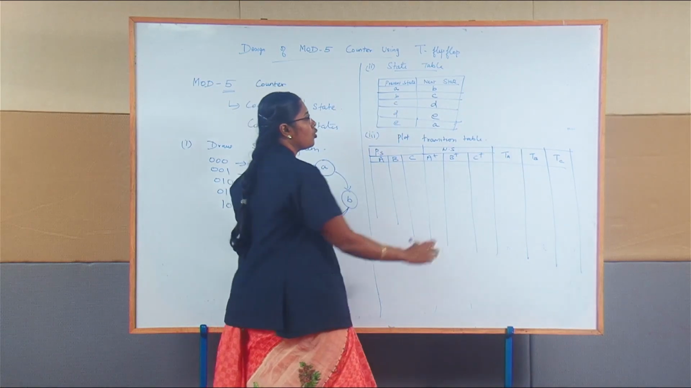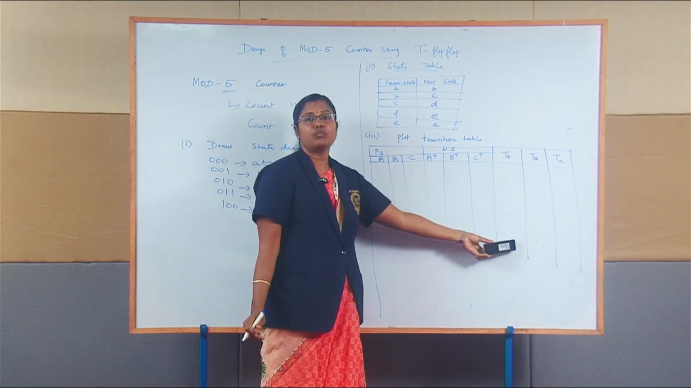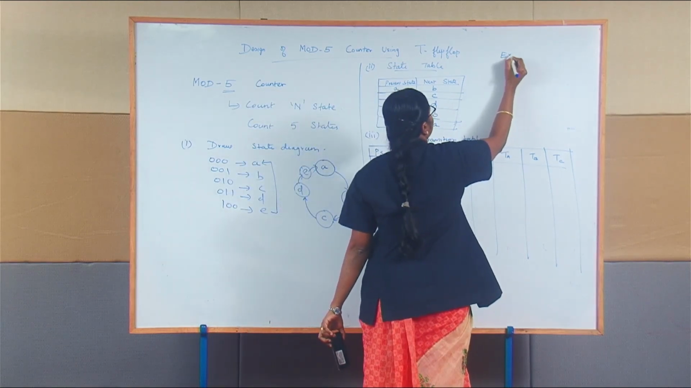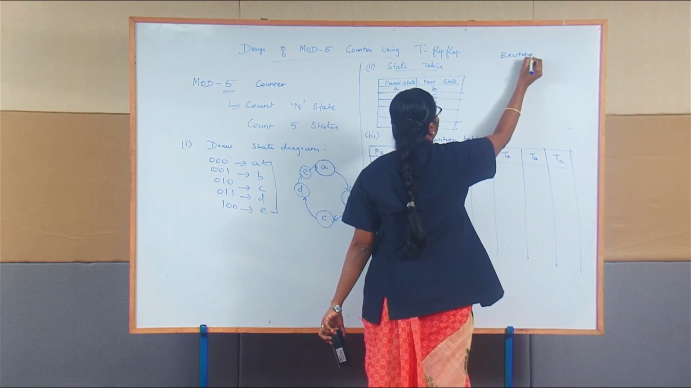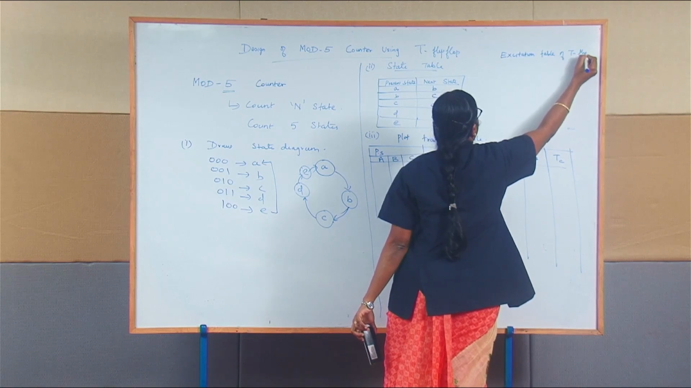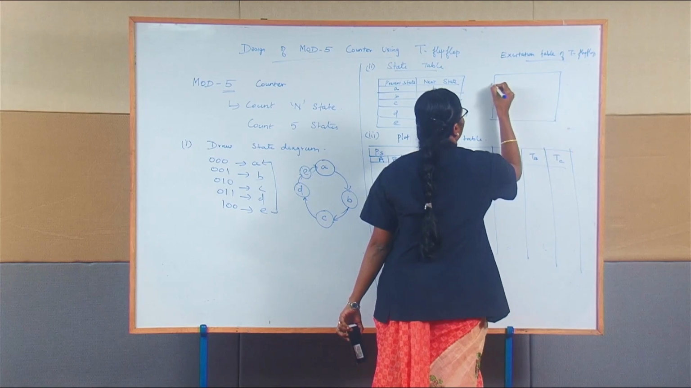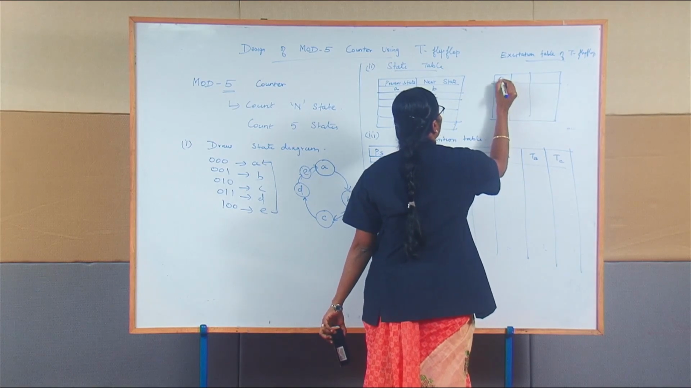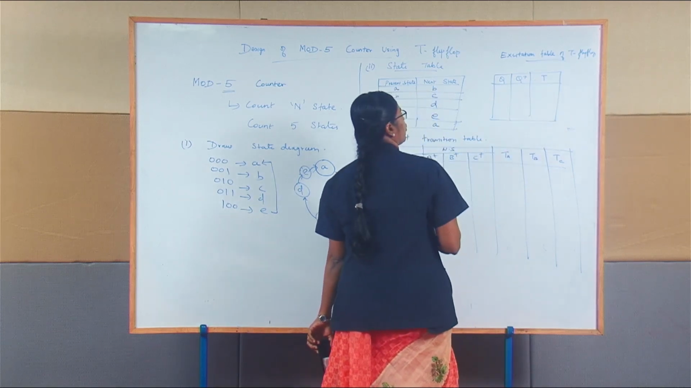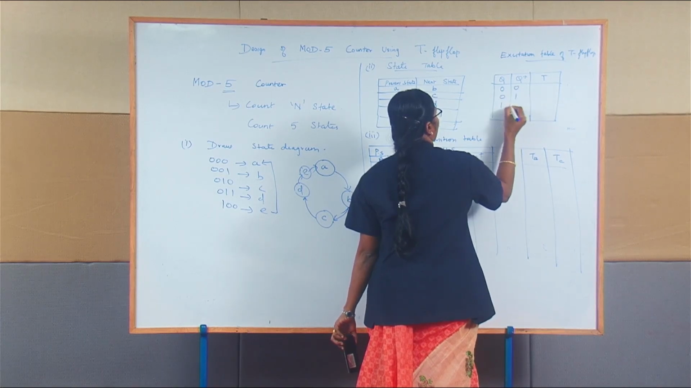For this, from the present state and next state values, I need to judge what should be the input value given to the flip-flop. That I need to take from the excitation table of the T flip-flop. In the excitation table of the T flip-flop, Q is the present state and Q plus is the next state. With these two pieces of information, I can write what should be my T input. The possible combinations are 0 0, 0 1, 1 0 and 1 1.